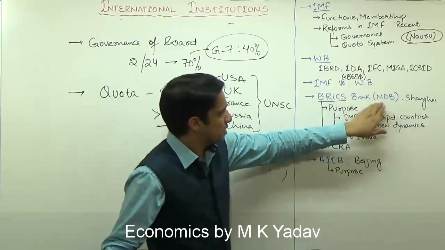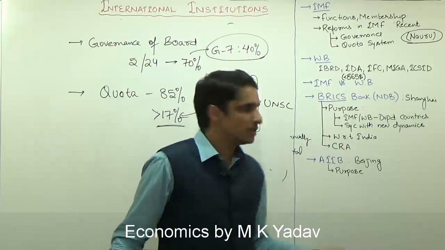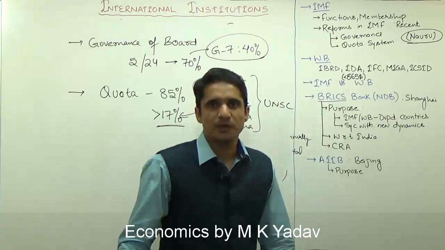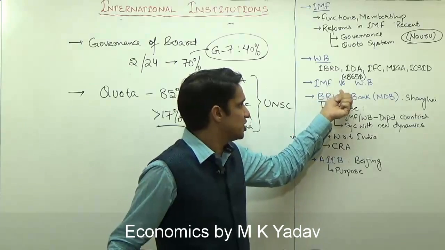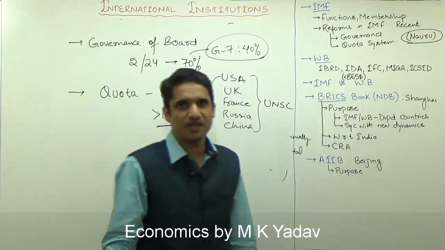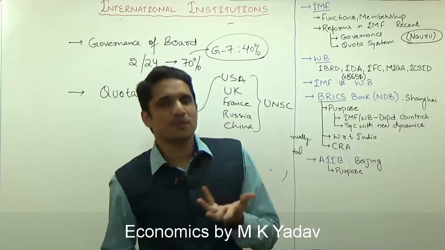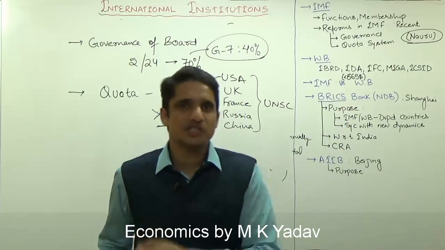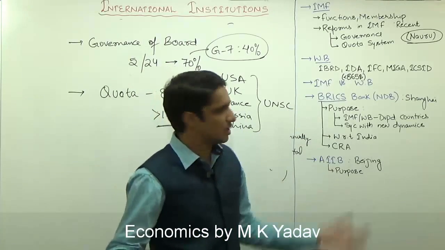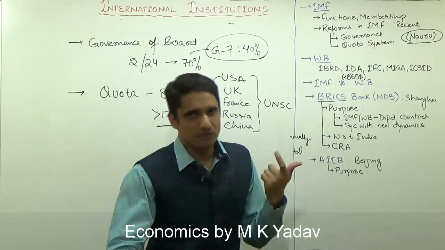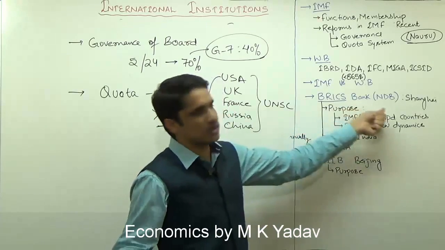BRICS Bank has been renamed as New Development Bank. So the say of BRICS Bank is going to increase, because in BRICS Bank we have 5 major countries: Brazil, Russia, India, China and South Africa. This group of nations contributes 20% of the world's GDP and 40% of the population. So it's a huge chunk with respect to the politics as well as the economics. So you cannot ignore these guys.